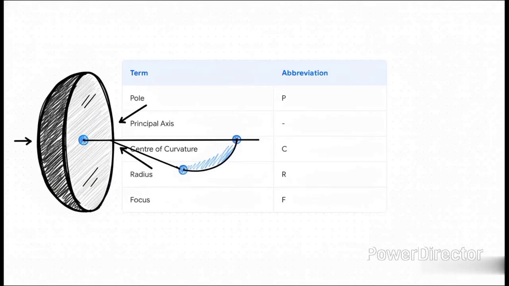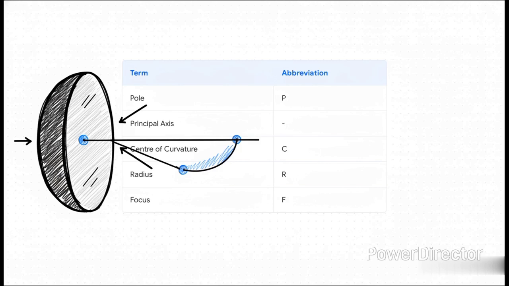To really understand these optical illusions, we need a quick map of the terrain. P stands for the pole, basically the mirror's absolute center. The principal axis is the imaginary line running straight through it. C is the center of curvature. You can think of C as the exact center of that original imaginary sphere our mirror was sliced from. R is the radius of curvature, so the distance from the pole to that center.